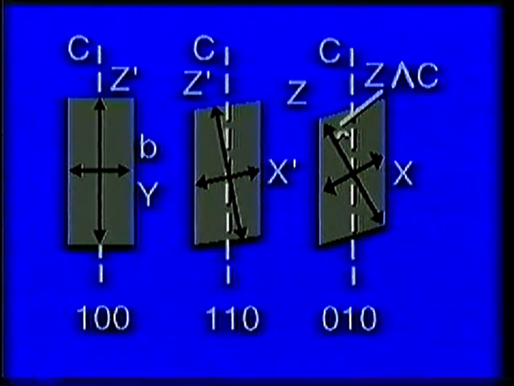This sequence of two-dimensional sections shows the change in the apparent relation between the vibration directions and the crystal directions as the crystal is rotated from the 100 section to the 010 section. Note how the extinction angle between Z or Z dash and C increases.